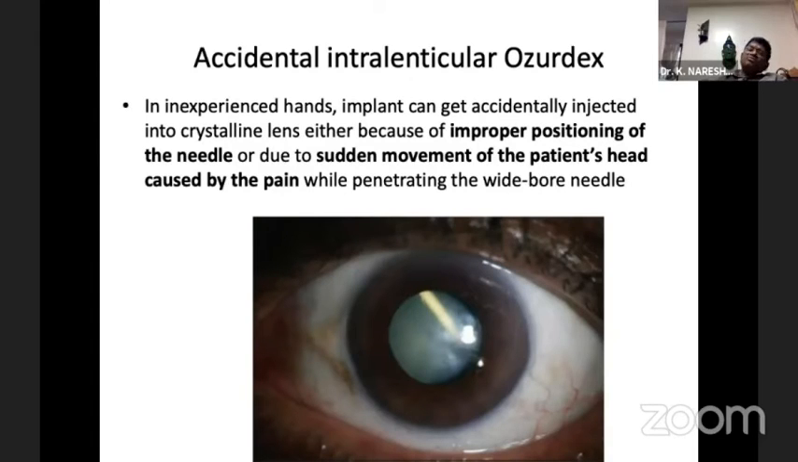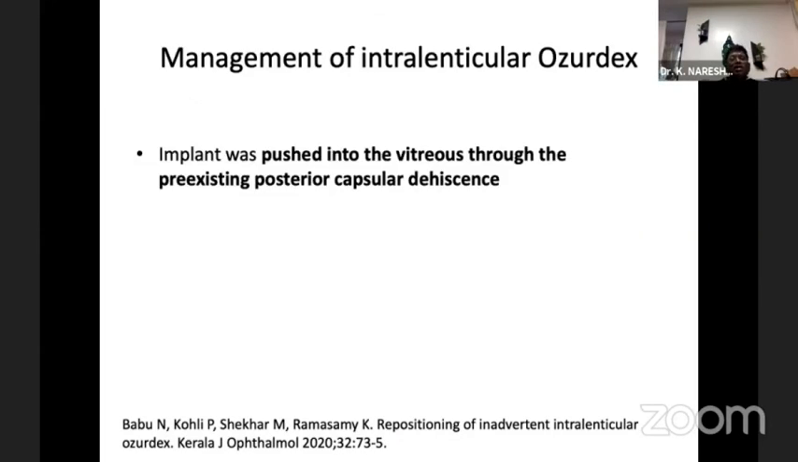So this is one of the problems. When we wanted to treat a patient prior to the cataract surgery with dexamethasone, this is what happened. The implant was directly injected into the lens, and this patient was taken for surgery next day free of cost. In fact, we released the dexamethasone implant and it was just pushed into the vitreous cavity. Pars plana lensectomy was done and IOL was implanted in these cases.